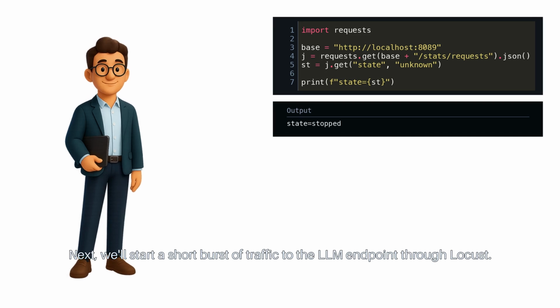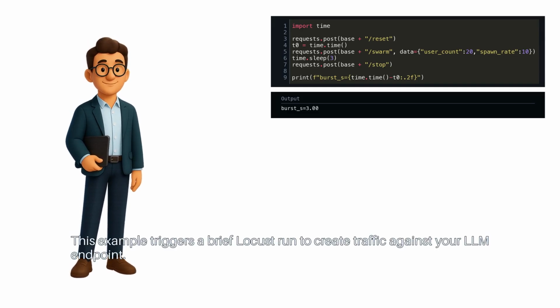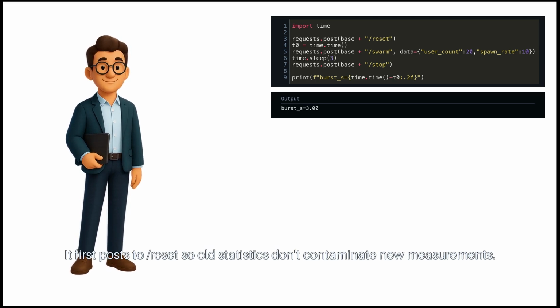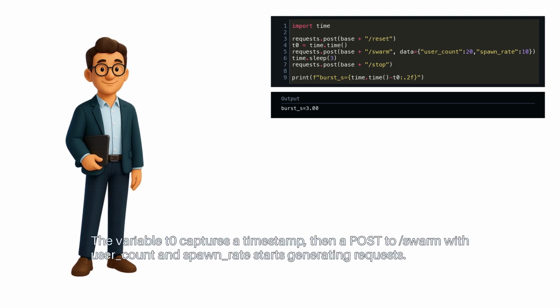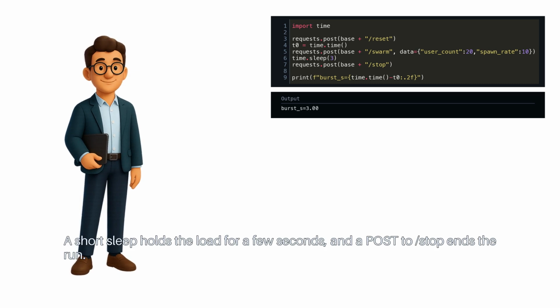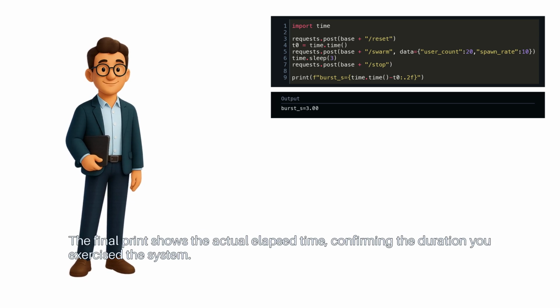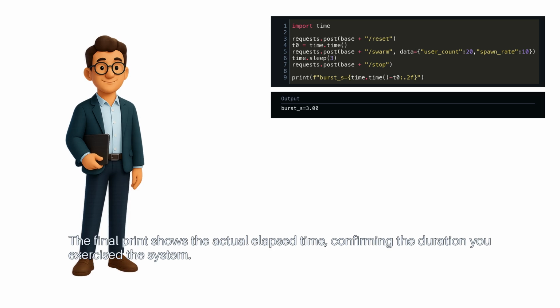Next, we'll start a short burst of traffic to the LLM endpoint through Locust. This example triggers a brief Locust run to create traffic against your LLM endpoint. It first posts to reset, so old statistics don't contaminate new measurements. The variable T0 captures a timestamp. Then a post to /swarm with user count and spawn rate starts generating requests. A short sleep holds the load for a few seconds, and a post to /stop ends the run. The final print shows the actual elapsed time, confirming the duration you exercised the system.